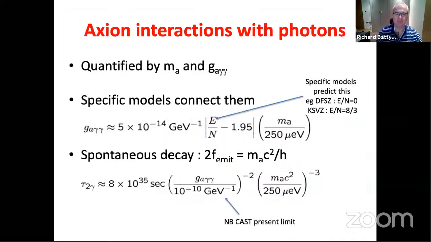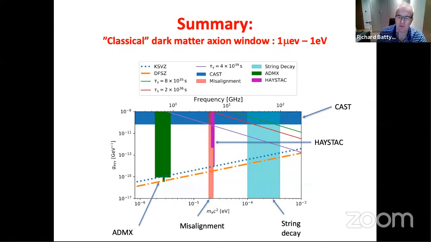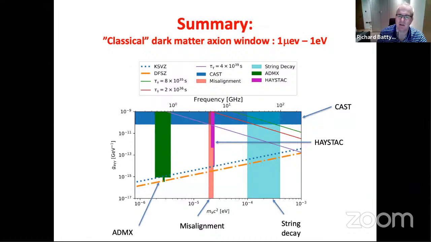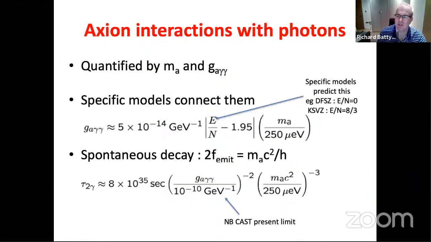based at CERN. As I said, the interactions of axions with photons are quantified by two parameters, the mass and the photon coupling, and there are specific models that you might come across. There are a couple that are very common, called DFSZ and KSVZ. These make a connection between those two parameters. If you look back at my slide here, the orange dash-dot line and the blue dashed line are these two. One of them is DFSZ and the other one is KSVZ.